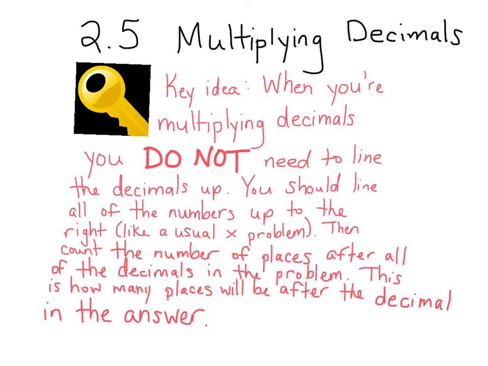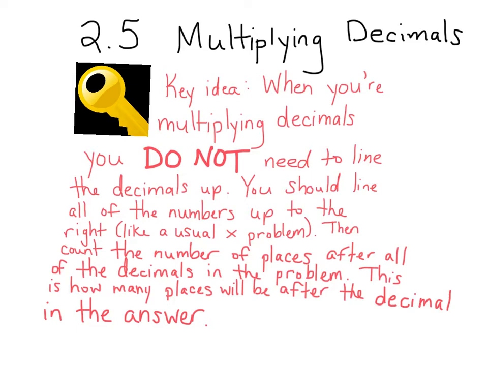2.5 is about multiplying decimals, and the key idea that we're going to keep coming back to when we multiply decimals is that when you are multiplying the decimals, you do not need to line the decimals up. So that's good news if that's something that you forget. It's just a habit that's different than when we're adding and subtracting.